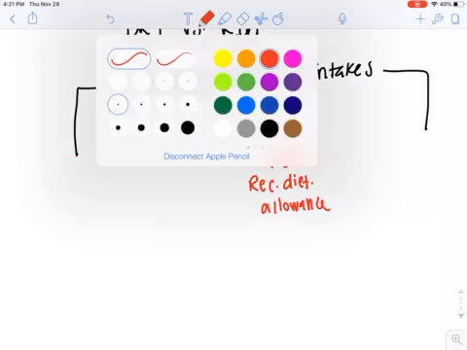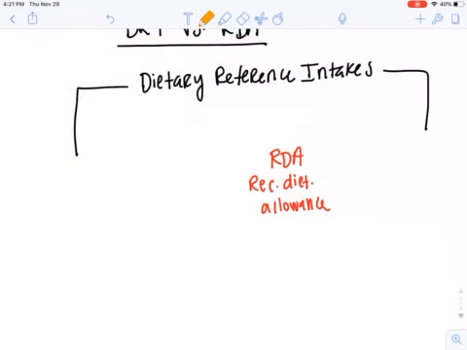And another piece that is underneath the DRIs is your AMDR, which is basically your acceptable macronutrient distribution range. So it's telling you what percent of carbohydrates, protein, and fat you should have per day.